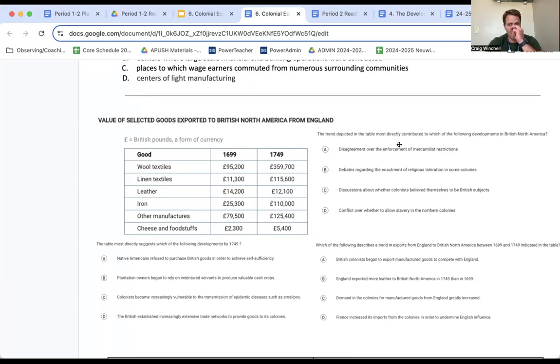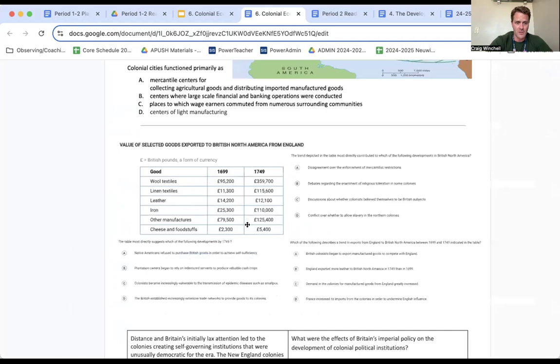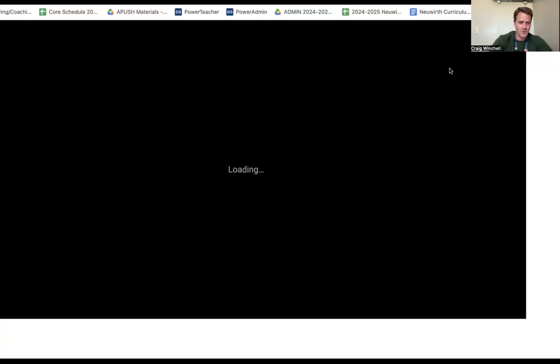Disagreement over the enforcement of mercantilistic restrictions like the Navigation Acts. Right? Colonists aren't going to like the fact that they're being restricted here. So they're going to kind of just smuggle anyway. And the last question down on the bottom right, the answer is C. We see a dramatic increase in demand for British goods because they are available and the colonists like to buy British stuff and feel fancy and British. Excellent. Good work.